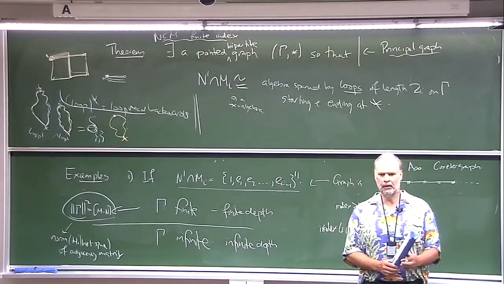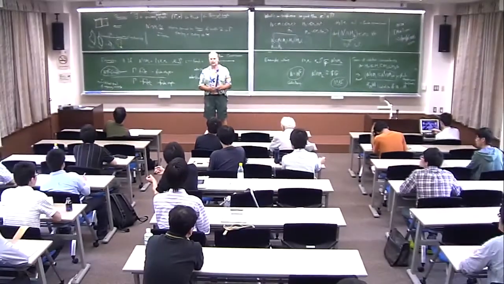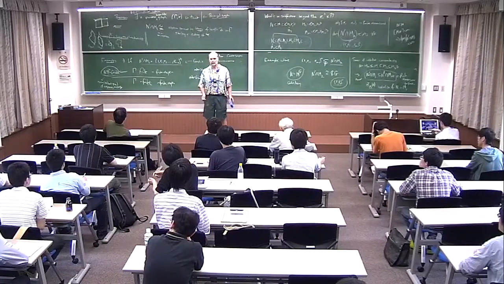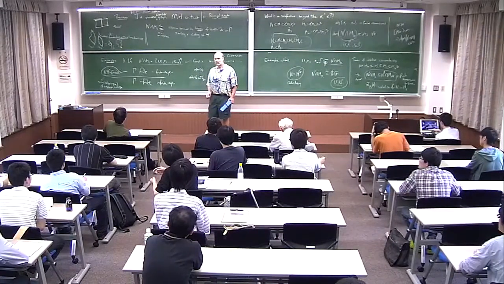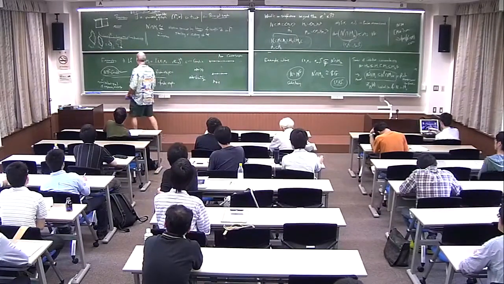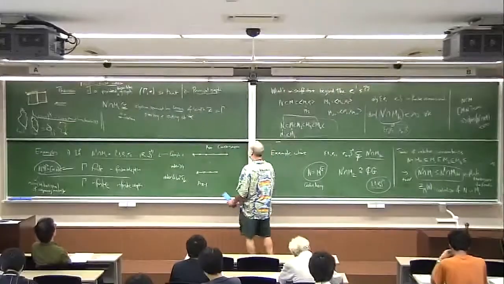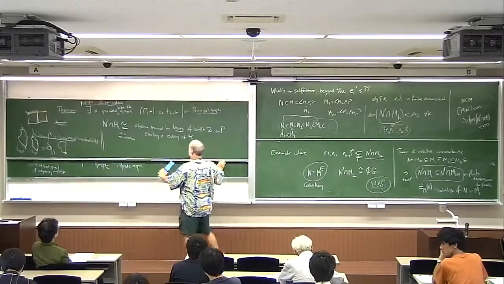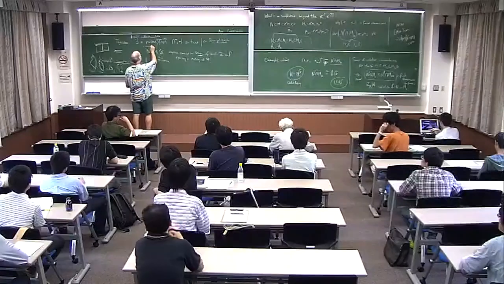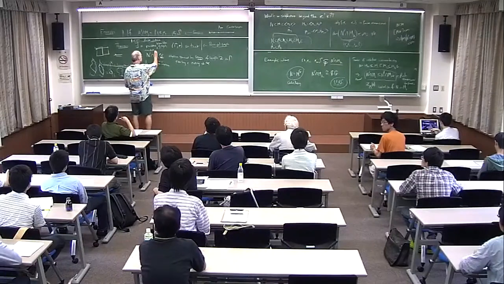Yeah. Infinite graph means infinitely many vertices. Right. Oh yeah, I didn't say it. There's always only finitely many edges between any two vertices. The graph is always connected. Between two vertices, there are only finitely many edges. Connected, locally finite.